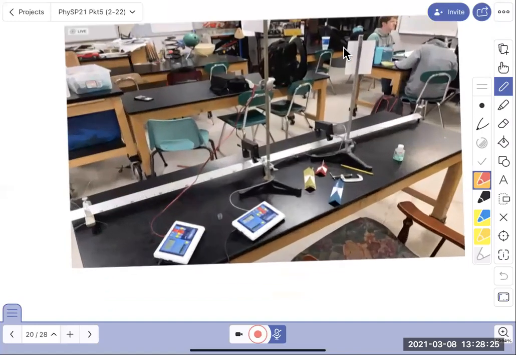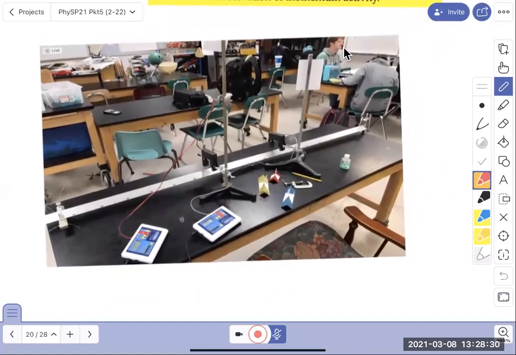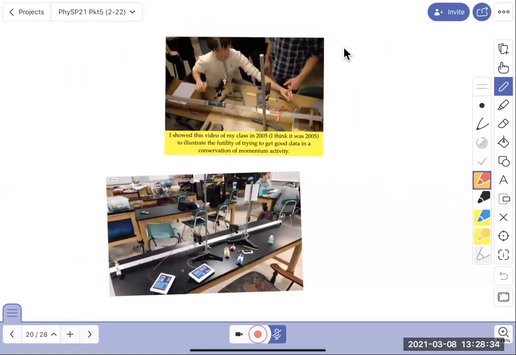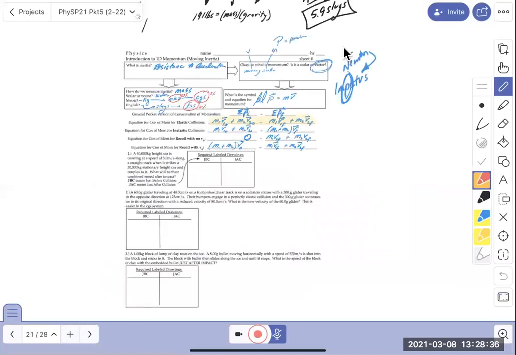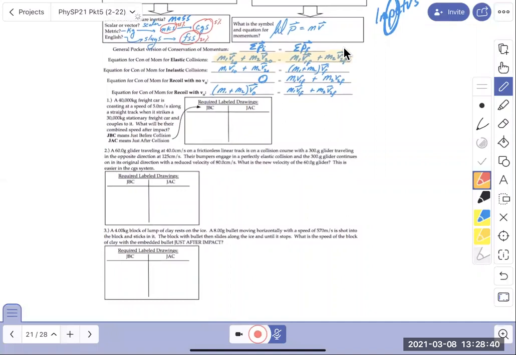So we'll talk about this. This was my attempt to get really good data on collisions, and you'll see why tomorrow that was fruitless. Okay, so our goal for the next 30 minutes is to finish as much of the front as we can. Okay, so all of this.